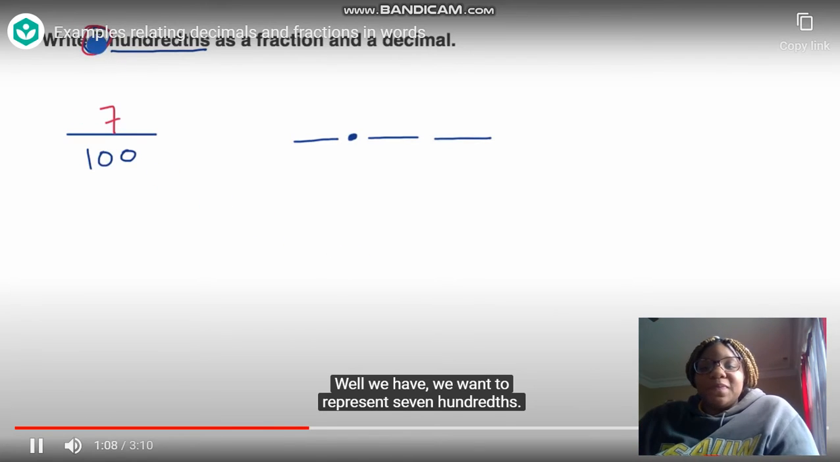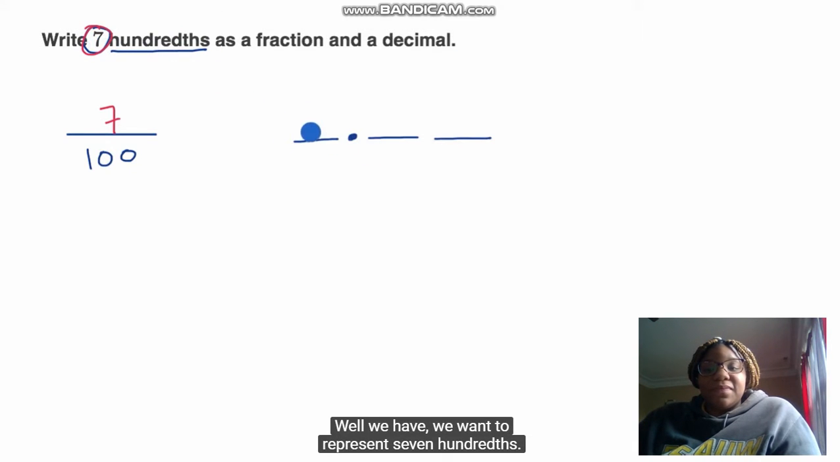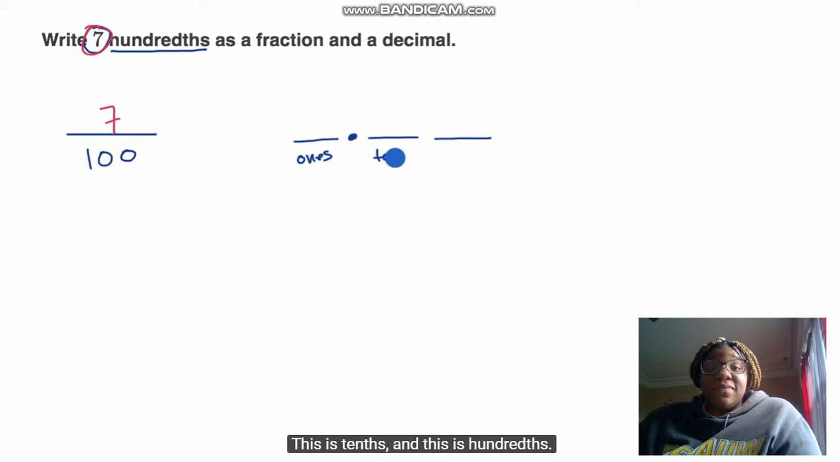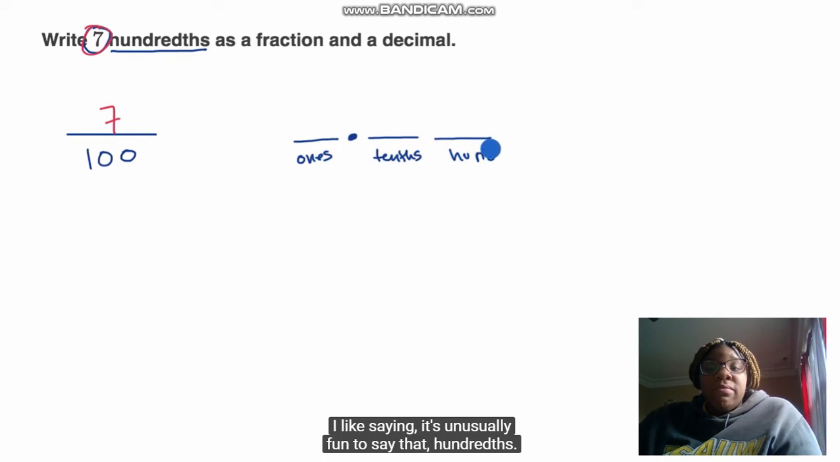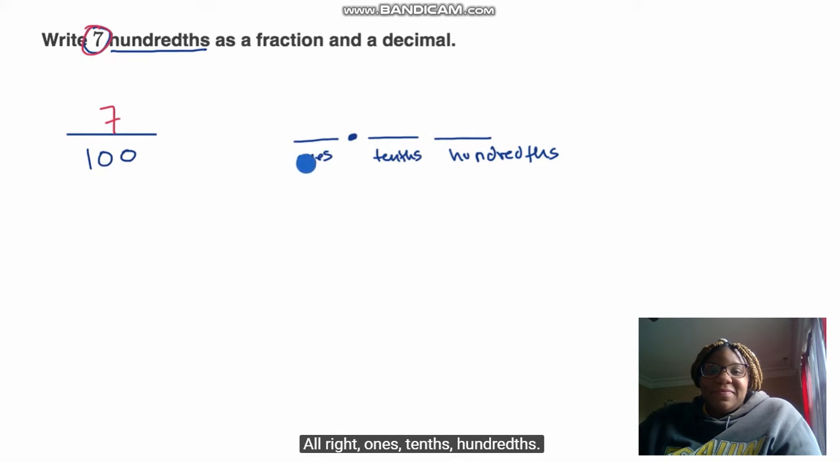Well, we want to represent 7/100ths. So let me be clear. This right over here is ones. This is tenths. And this is hundredths. It's unusually fun to say that. Hundredths. All right. Ones, tenths, hundredths.